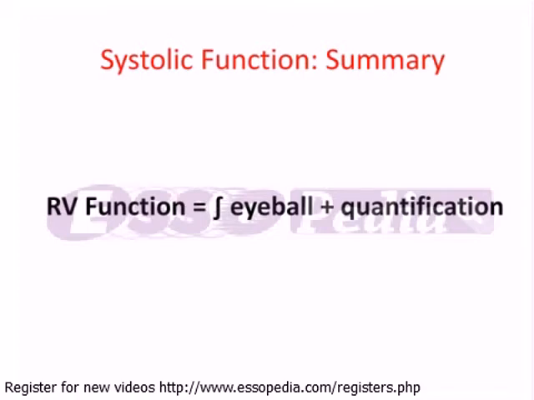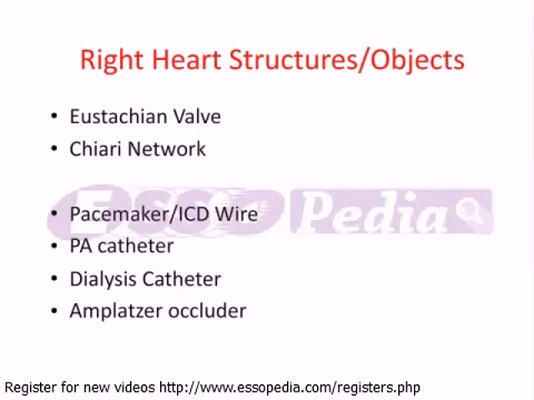Now let's look at some of the structures within the right heart or objects that you might see. You might see a prominent eustachian valve or Chiari network. You can also see foreign objects such as a pacemaker or ICD wire, a PA catheter, a dialysis catheter, or even an Amplatz occluder.